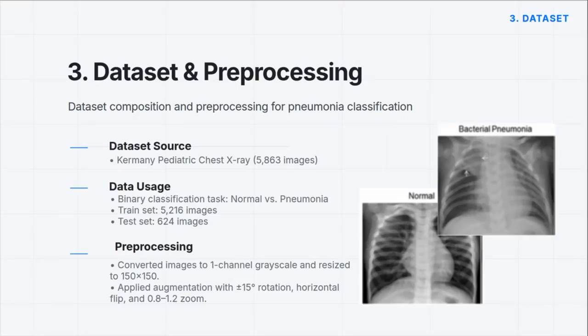Next is the dataset and pre-processing. We use the Kermany pediatric chest X-ray dataset. The dataset contains about 5863 images, including 5216 training images and 624 test images, classified into normal and pneumonia classes. Before training, we applied image resizing, augmentation, and normalization.